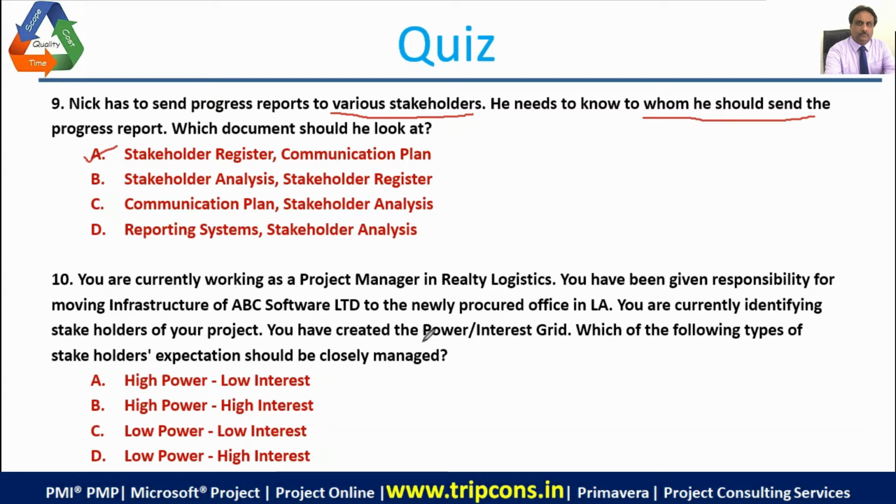Now this is the power interest grid. Which should be closely managed in a power interest grid with stakeholder types? Answer B, high power and high interest, so they should be closely managed, so that you have a very stable project management. So that is about the stakeholder management.